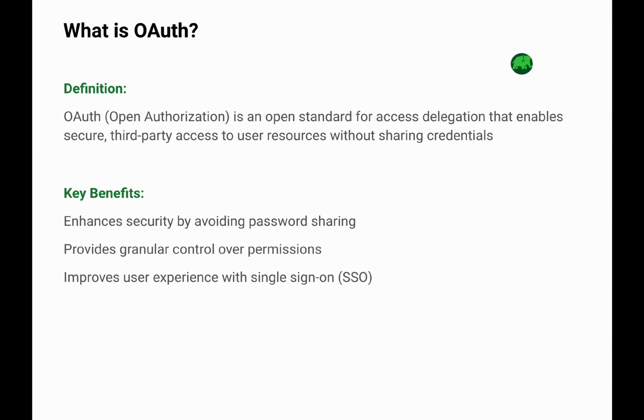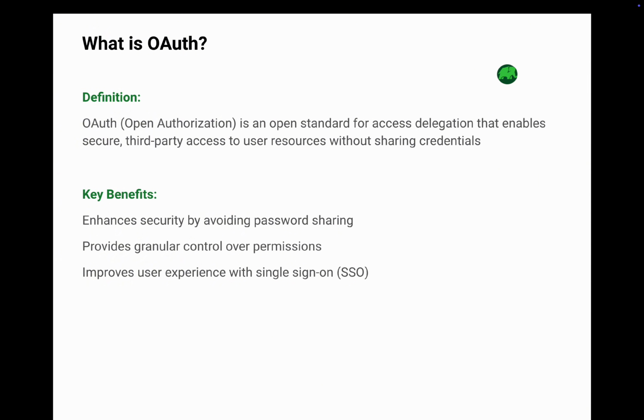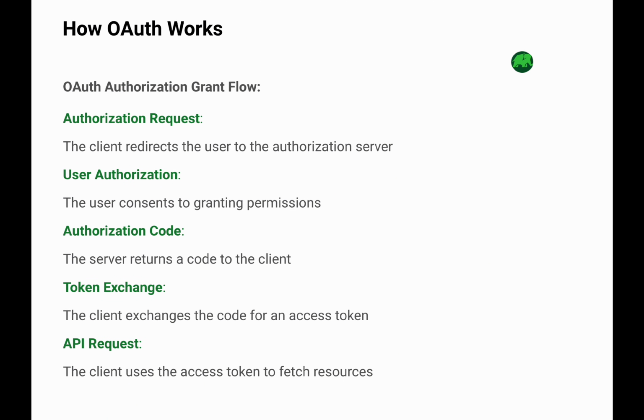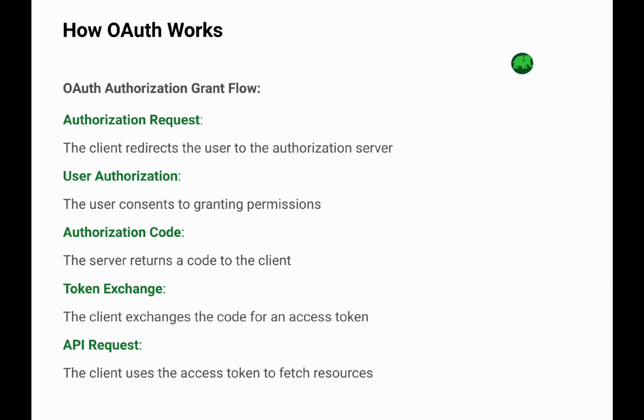Why use OAuth? Here are its key benefits. First, it enhances security. By avoiding password sharing, OAuth significantly reduces the risk of data breaches. Second, it provides granular control over permissions. Users can decide exactly what data they want to share with third-party apps. And third, it improves user experience with single sign-on or SSO, allowing users to log in seamlessly using accounts they already trust.